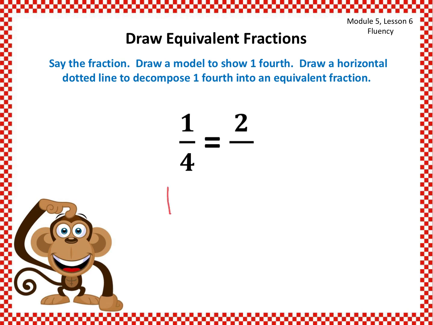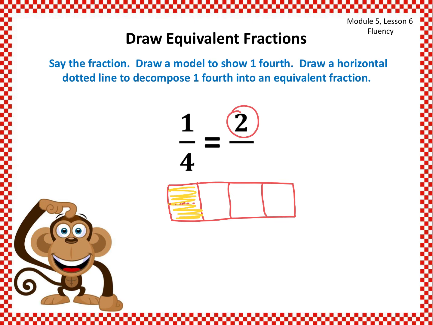All right, we are working with 1/4, so I will draw my model. I'm going to divide it into 4 parts. I'm doing the best I can. Each of those is representing 1/4, and I am going to show 1/4. So here is my 1/4. I'm going to now draw the horizontal dotted line to decompose that into, again, we've got a 2 here, so I'll divide it into 2 parts. And then if I were to continue, then you can see that I would actually have 8 parts, and I have now shaded 2 of those 8. So 1/4 is equivalent to 2/8.